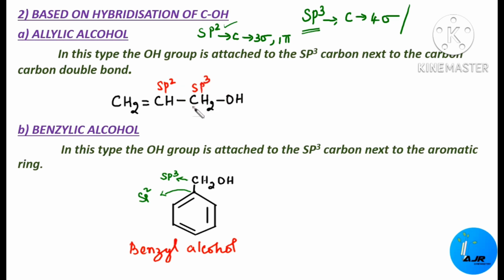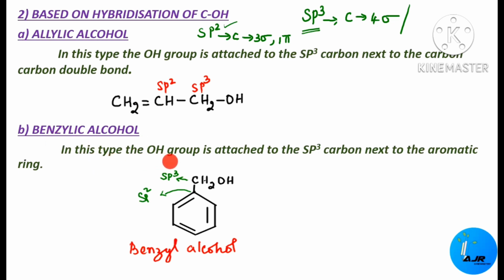So this OH group is attached to an sp3 hybridized carbon and this carbon atom is attached to a double bonded carbon atom, is it not? That is, this carbon atom is next to a double bond. If you have a pattern like this, then that comes under allylic alcohol. We can call that alcohol type allylic alcohol. The OH group is attached to the sp3 carbon atom which is next to the carbon-carbon double bond. Understood? Now let us move on to the next category, that is benzylic alcohol.